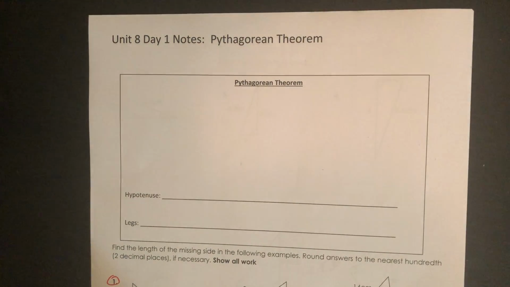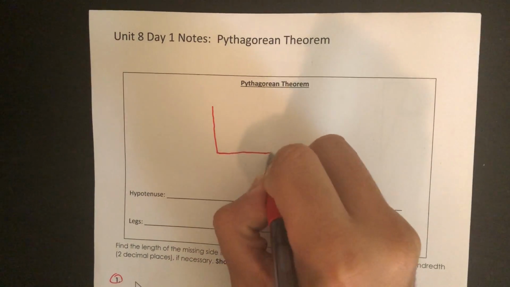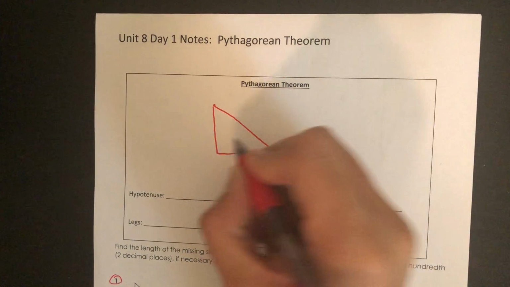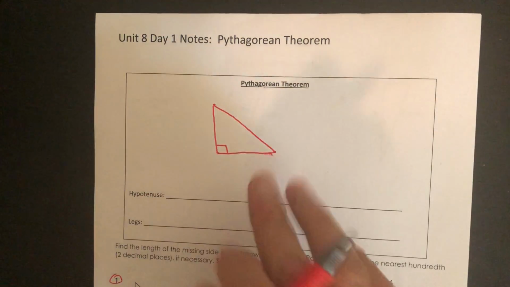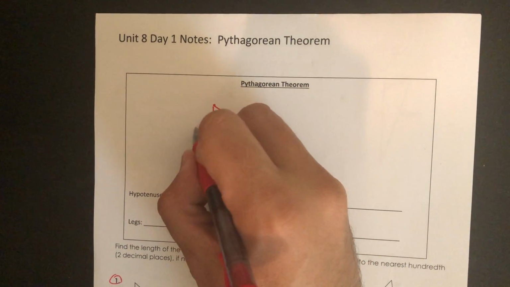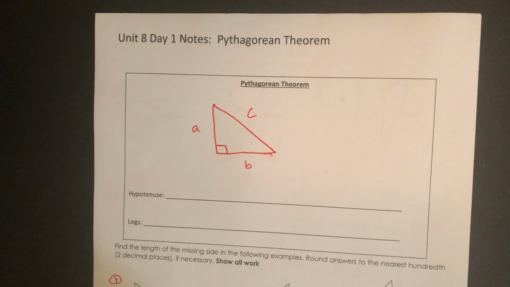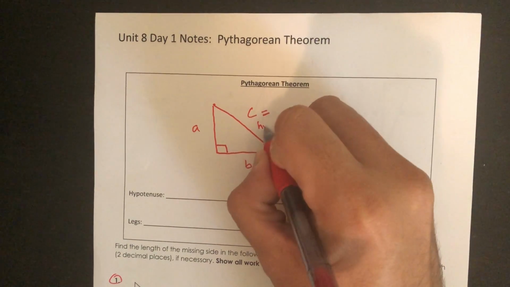The Pythagorean theorem can only be used on a right triangle. This is the only time you can use this theorem, okay? And remember that a right triangle is basically a triangle with a 90-degree angle. And there are three sides. We have A, B, and C. Okay? C is considered to be the hypotenuse.